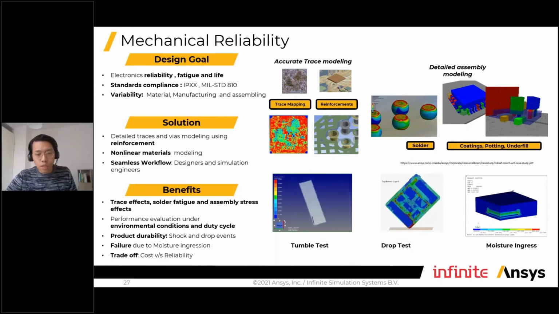Mechanical reliability is essential to the reliability of your device itself, because your device is going to undergo a lot of different thermal conditions and thermal cycles, and this will of course affect its mechanical reliability over time when there's a mismatch in thermal expansion coefficient.